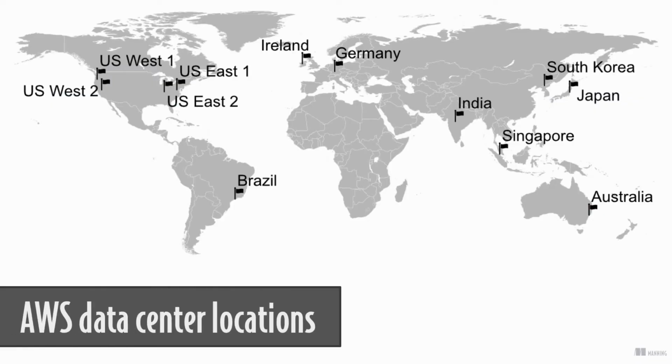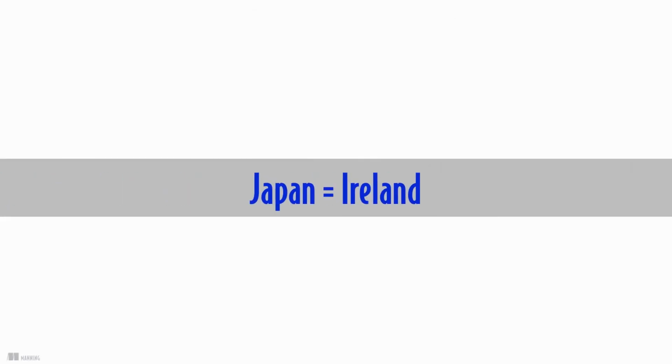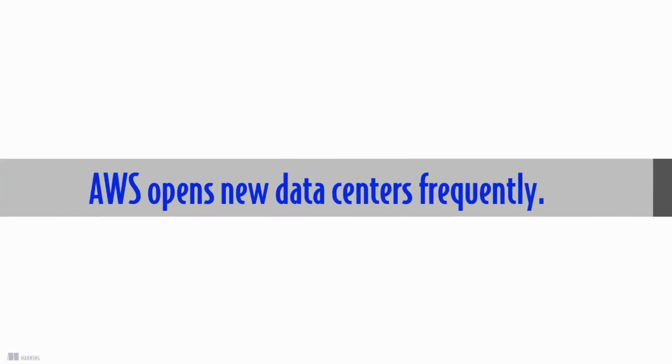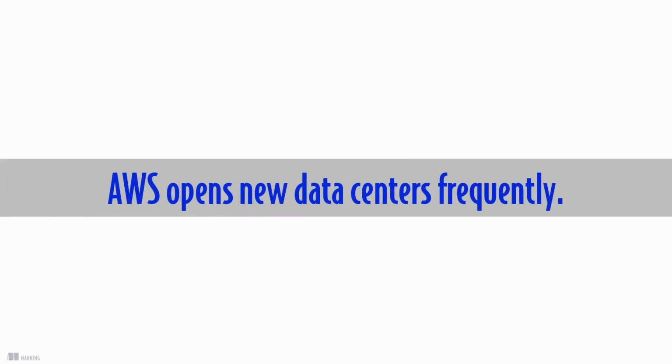On AWS, you can choose among different data centers, for example in the United States, Europe, Asia and South America. The map shows the data centers that are available to all customers. You can start a virtual server in Japan in the same way you can start a virtual server in Ireland. This is a big deal because this means you are able to serve customers worldwide with a global infrastructure. And also, AWS opens new data centers frequently.